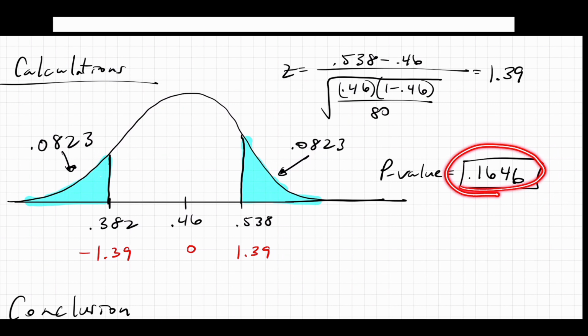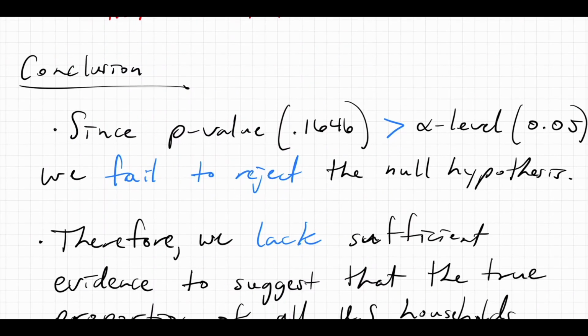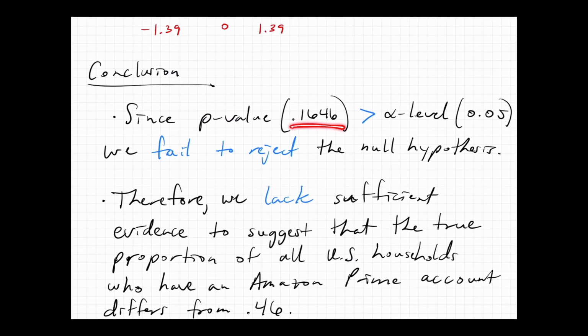Now it's conclusion time. Do we reject or fail to reject? Well, first thing we're going to do is compare the p-value with the alpha level. So since our p-value is bigger than our alpha, p-value is too big, we fail to reject the null hypothesis. So I fail to reject the claim. I can't reject it. I can't say it's wrong. Is it right? I don't know. But I just can't say it's wrong.